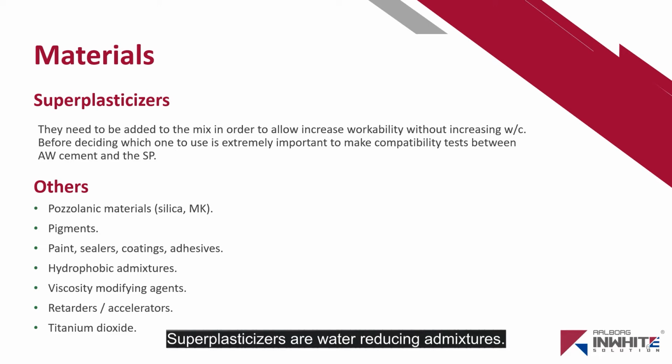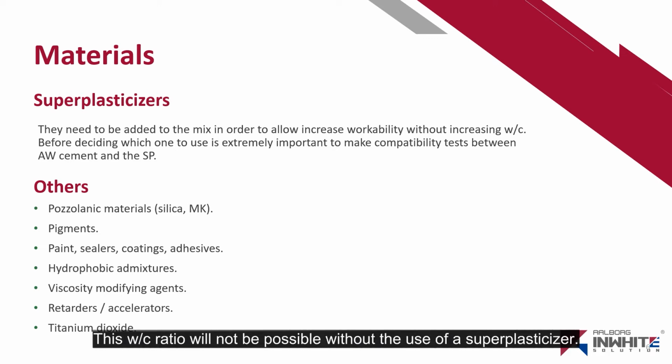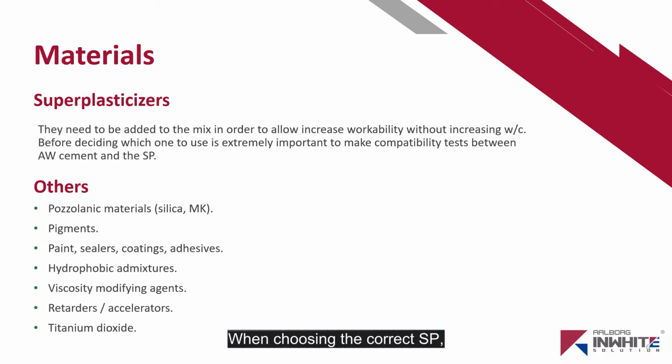Superplasticizers are water-reducing admixtures. Typically, the water-to-cement ratio for GRC should be around 0.3 to achieve the durability and mechanical properties needed. This water-to-cement ratio will not be possible without the use of a superplasticizer. When choosing the correct SP, it's very important to carry out flow tests and visual inspection of the mix to assess the SP compatibility with the cement and avoid flow loss or segregation.